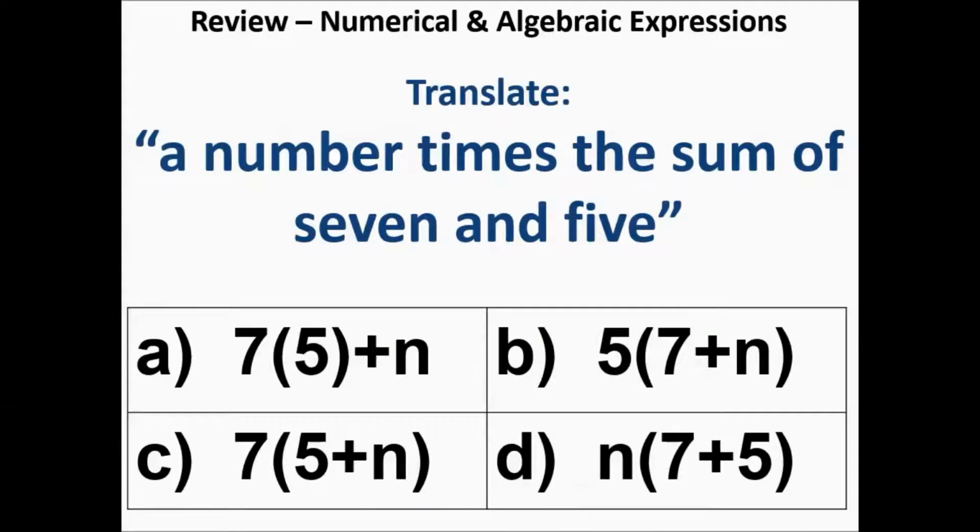Now we have a number times the sum of 7 and 5. A number times the sum of means a mystery number outside some parentheses. That can narrow it down to choice D. A number times the sum of 7 and 5.